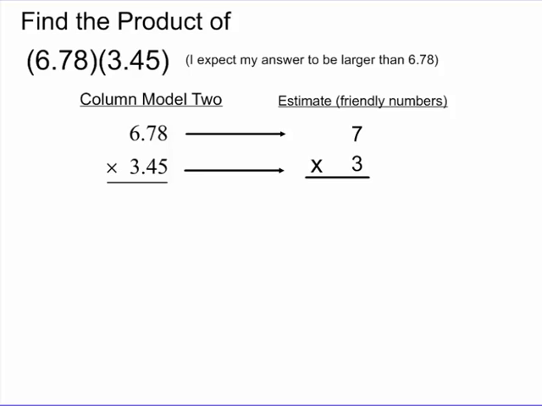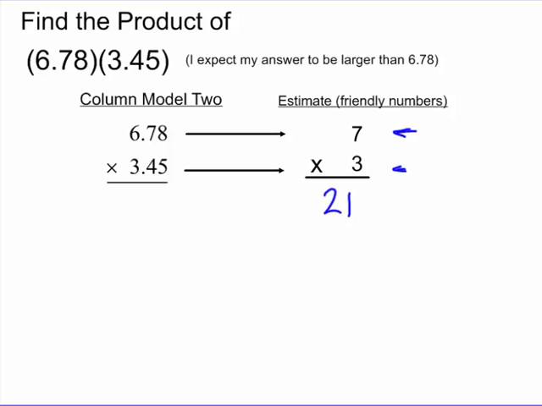So let's try a little bit larger. Again, we're going to use an estimate with some friendly numbers just to keep track of what we're looking at. So 6 and 78 100ths, or 6.78. I'm going to say that's close to a 7. And then 3.45, I'm going to say that's close to a 3. I'm fairly comfortable with my multiplication facts now that 3 times 7 is 21. So I'm expecting an answer somewhere around the 20s.